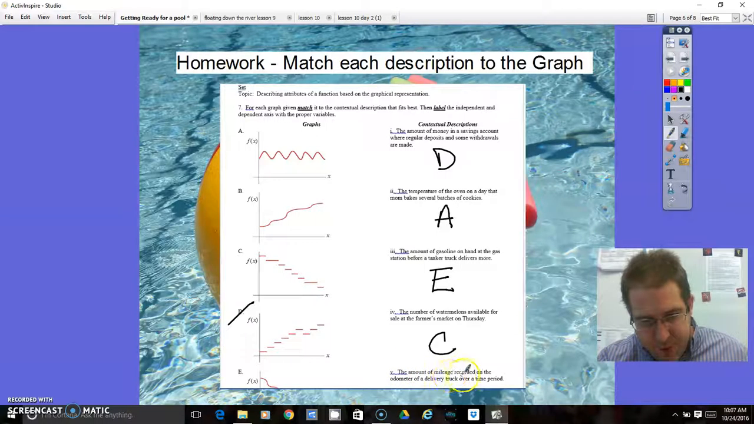Let's make sure. The amount of mileage recorded on the odometer of a delivery truck over a period of time has to go up the entire time. So it looks like they drove, and maybe they sped. I don't know what happened here. Then they drove slowly, and then they sped. Drove slowly, and then sped. So that's going to be B. B is going to be the best answer there.